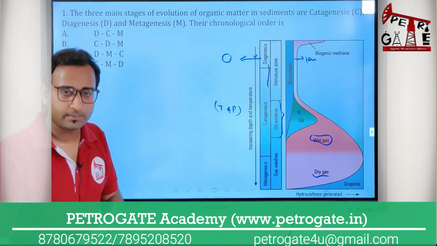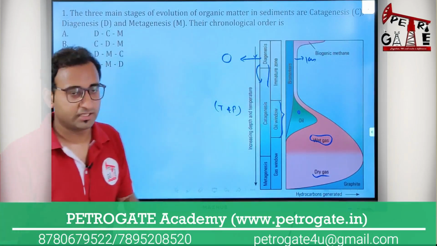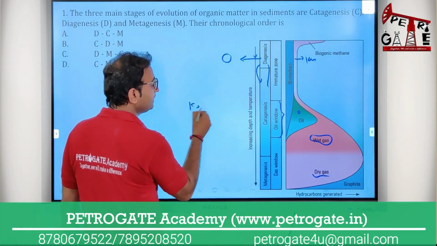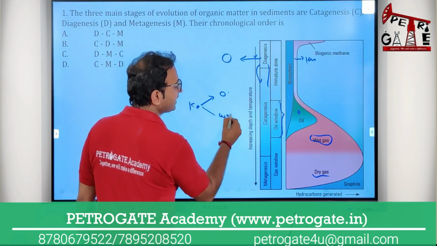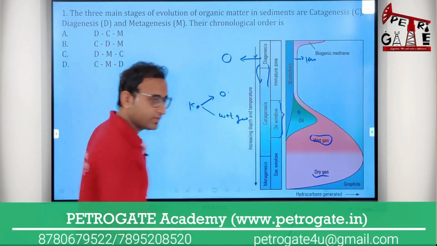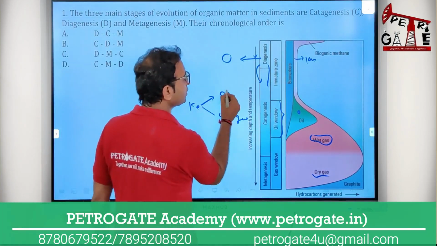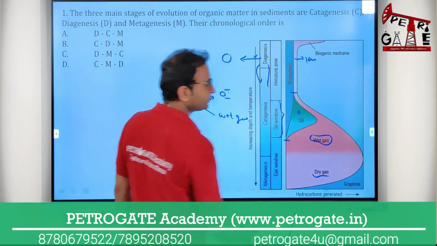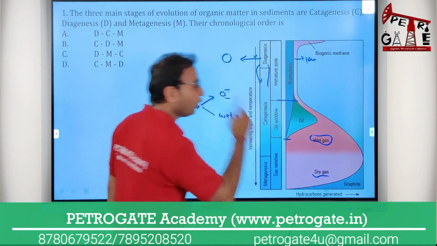Or you can say when the temperature and pressure increase, you will see the diagenesis stage will convert into the catagenesis stage. And here, in this catagenesis stage, kerogen will give you oil as well as your wet gases. At what temperature, listen to me carefully, at what temperature will you get oil? You will get oil in the range from this temperature to this temperature. So this is called the oil window.